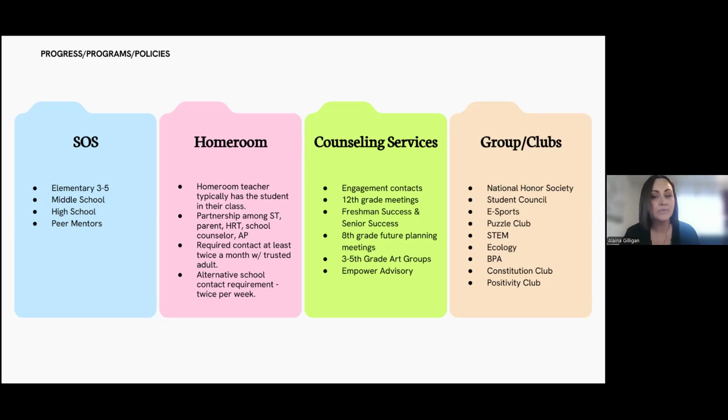We also have homeroom teachers. They are typically assigned students, and so every student has a homeroom teacher. High school teachers usually have about 50 to 60 students. It just depends on our enrollment for the year. Our Empower homeroom is usually about 30 students, just because those are our at-risk students, so they need a lot of support. And so we partner with them a lot.